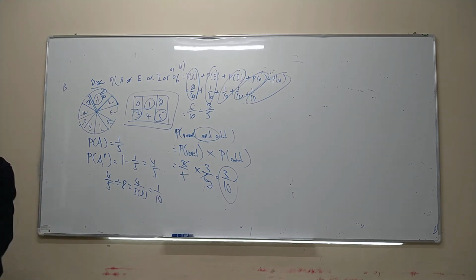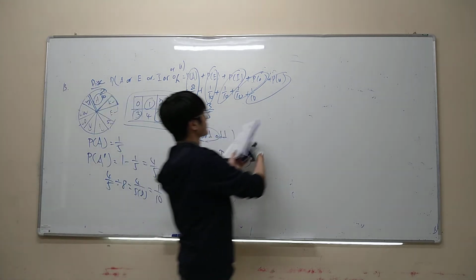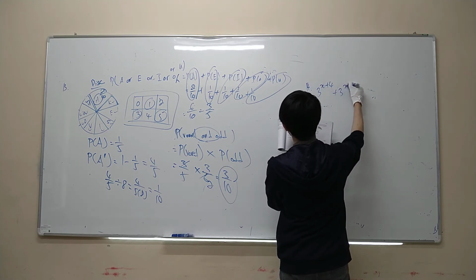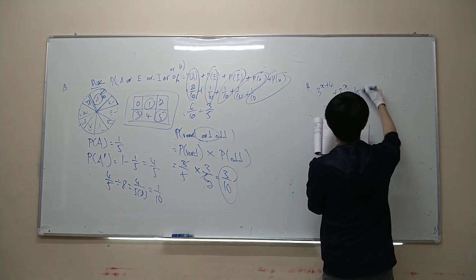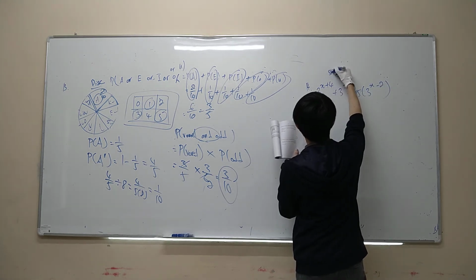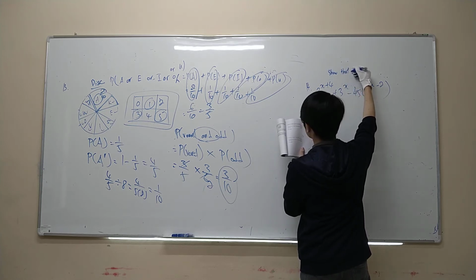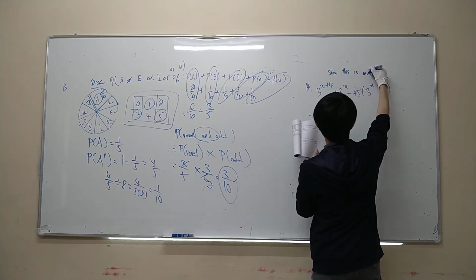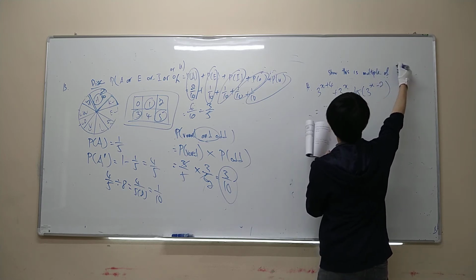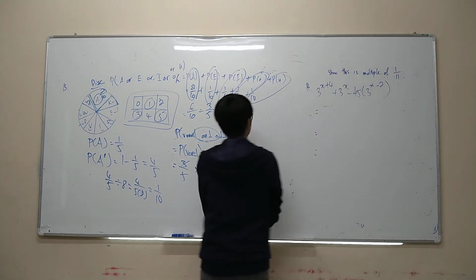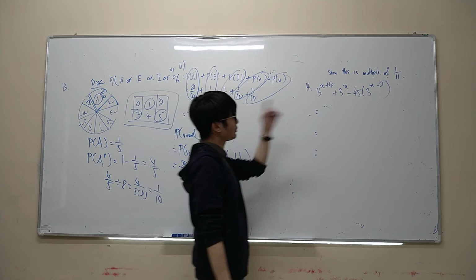Next is number 14. 3 power x plus 4 plus 3 power x minus 45, 3 power x minus 2. Show that this is multiple of 1 over 11. Oh, excuse me. So how to show that this is a multiple of 1 over 11?